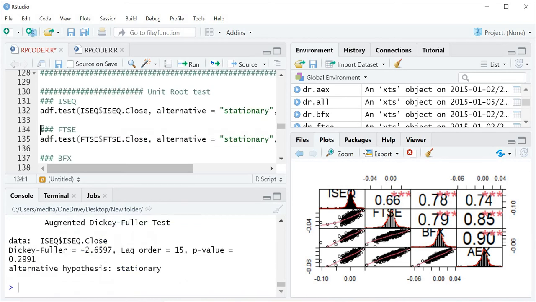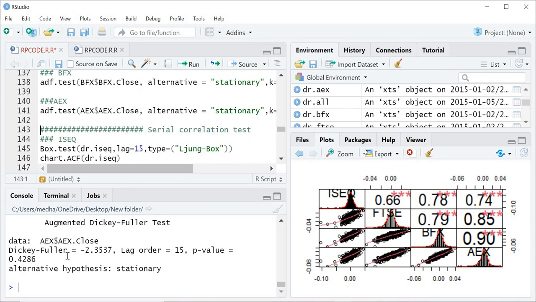The next step is to check for the weak form of efficiency in these markets, and for that purpose, the first test that I am doing is the unit root test. The unit root test basically tests the stationarity in the time series data. The null hypothesis is that the data is non-stationary, and the alternative hypothesis is that the data is stationary. So I am using the augmented Dickey-Fuller test.